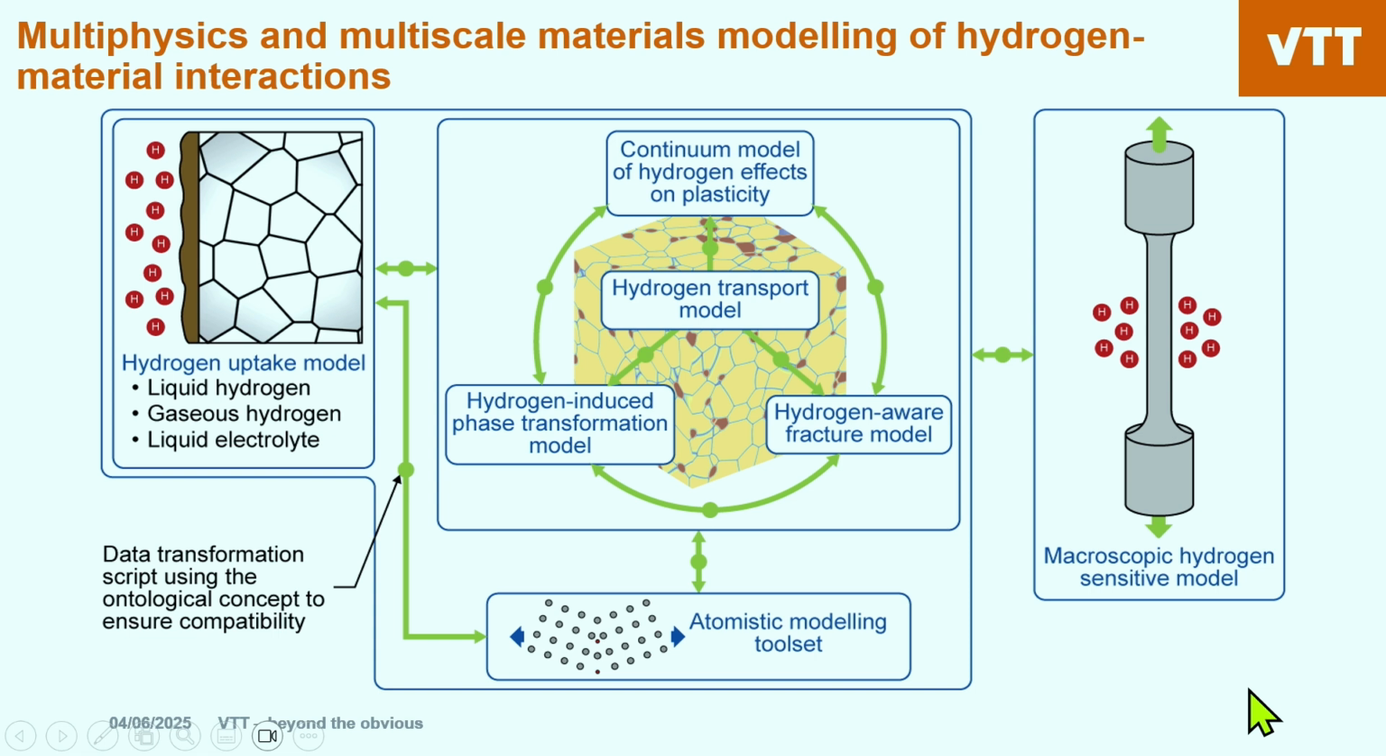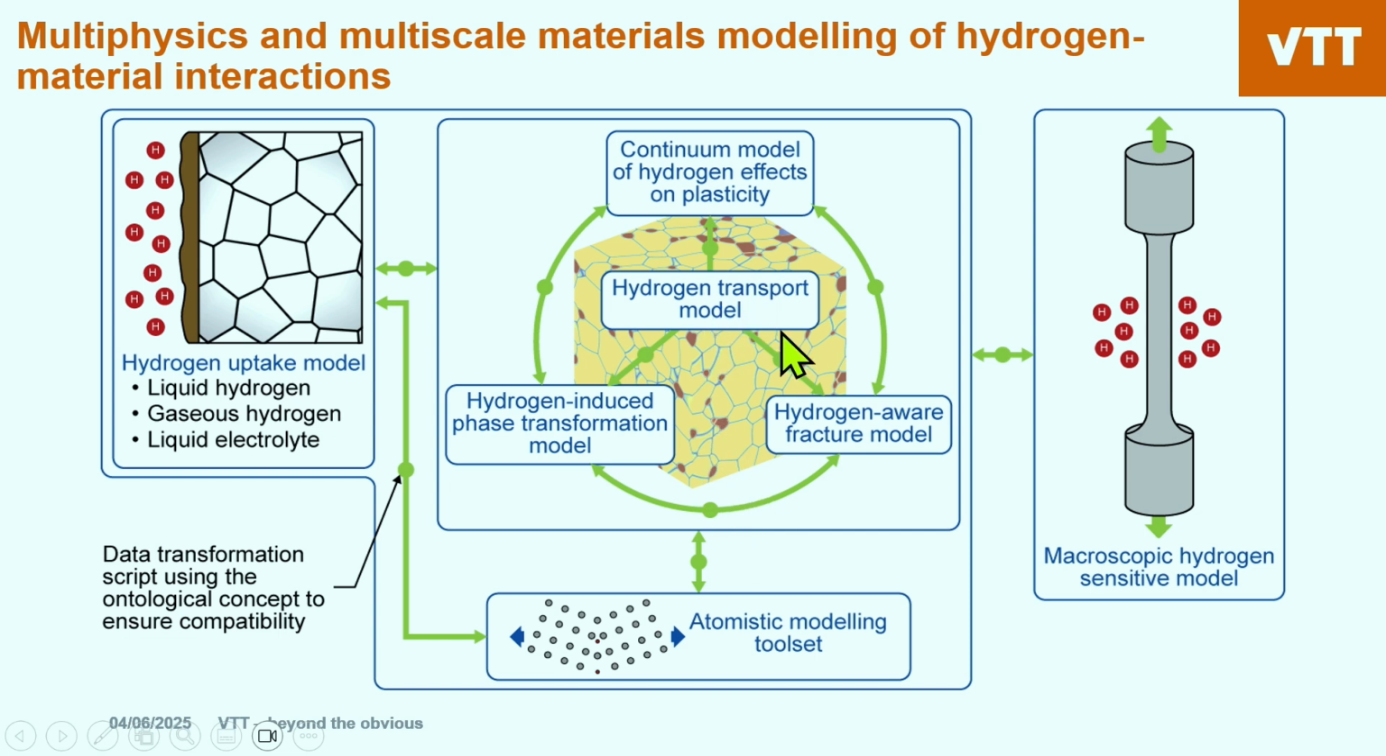Then, if we look at this quite simple concept, how to construct the hydrogen interaction with materials, we know that hydrogen as a small element penetrates materials quite easily, so we need to have a model for the hydrogen uptake. Whether it's liquid hydrogen, gaseous hydrogen, or so, it needs to be coupled into an atomistic modeling toolset to see how the hydrogen penetrates the material and where it goes. And this atomistic small scale is then coupled into the microstructural model. So a polycrystalline model, as most engineering materials are like this.